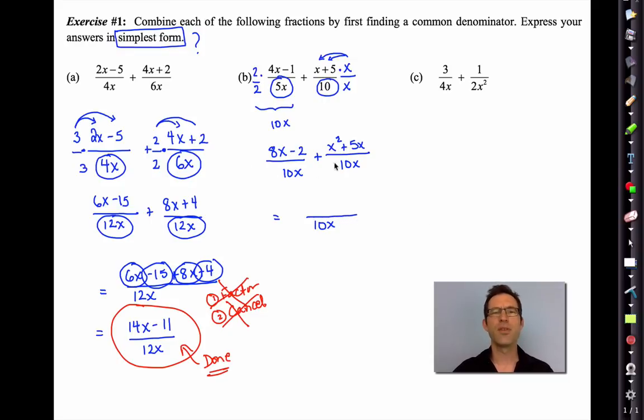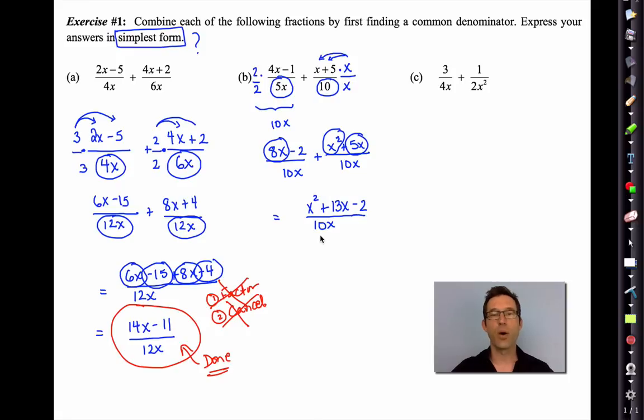But now let's combine the numerators, and I'm going to skip this step where I kind of wrote it like this. Nothing will combine with the x squared. It is its own term. Then I've got 8x and 5x, and that's going to be 13x. And nothing's going to combine with that negative 2. So here I am at the stage down here. Again, question becomes, can we simplify that?